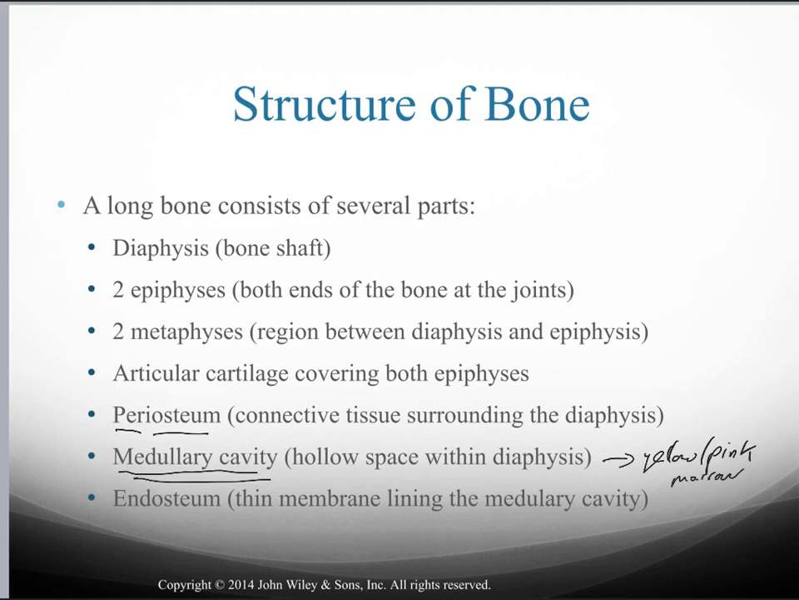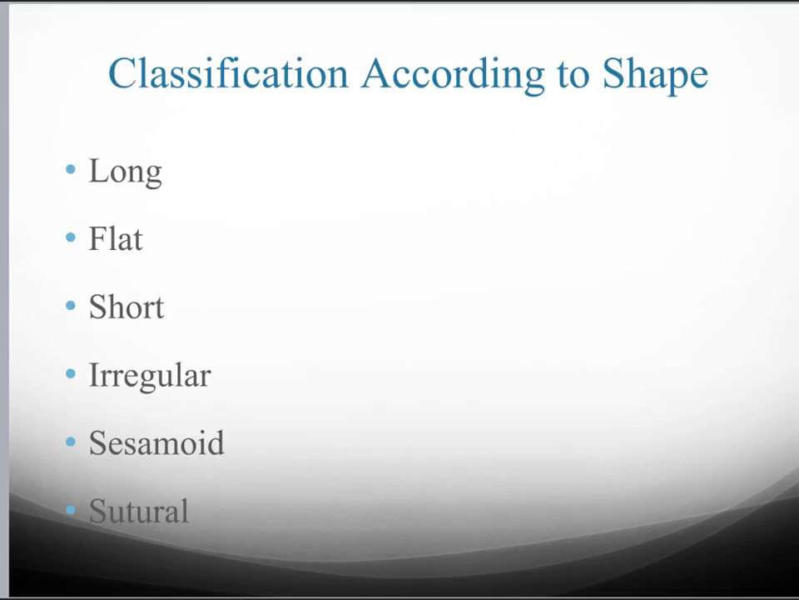Now, lining that medullary cavity, we have an endosteum. So endo meaning within, again osteum meaning bone, a thin membrane lining that medullary cavity. We're going to get back to the structure of the long bone, but before we get into too much detail, let's classify our bones based on shape.